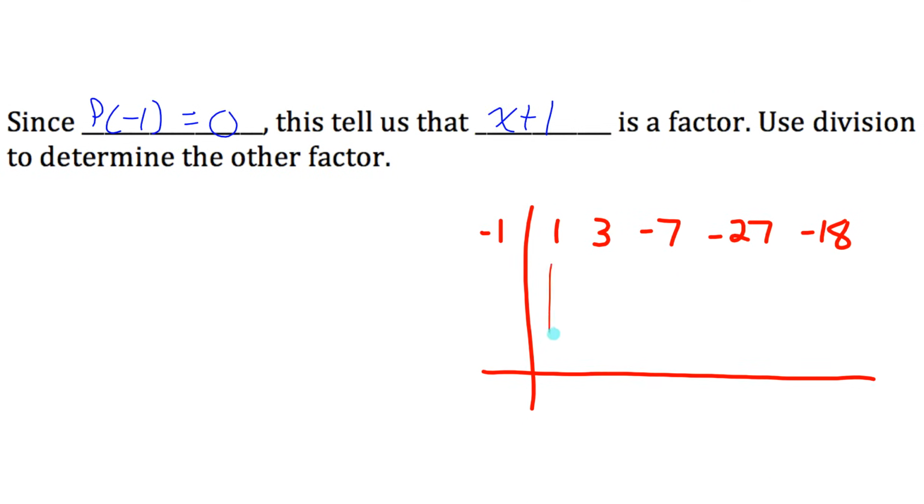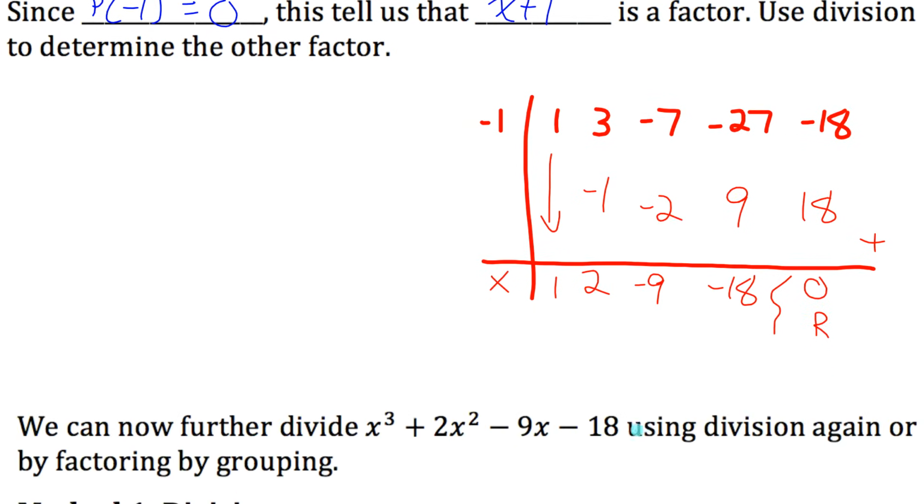And let me do the synthetic division. Bring the first term down. Let me put my operator symbols. Negative 1 times 1 is negative 1. Add, I get 2. Negative 1 times 2 is negative 2. Add, I get negative 9. Multiply, 9. Add, get negative 18. Multiply, get 18. And add, get 0. So this is my remainder. And here are the coefficients of the quotient. The degree 0, the degree 1, the degree 2, and the degree 3 term.